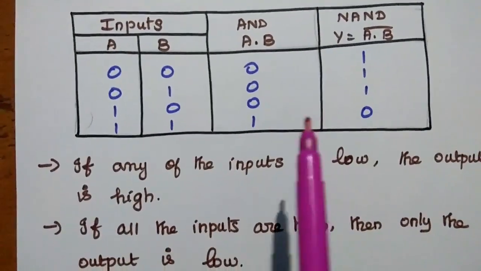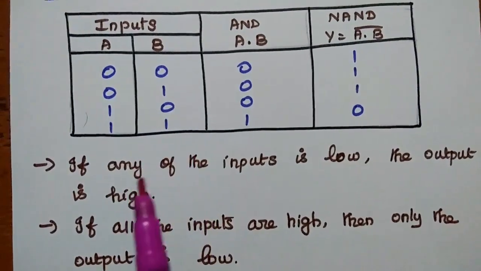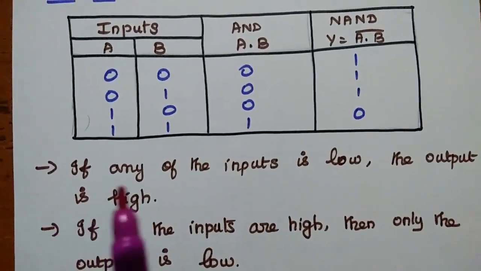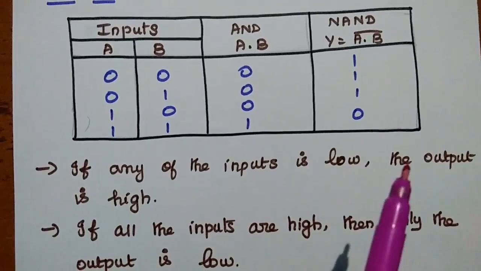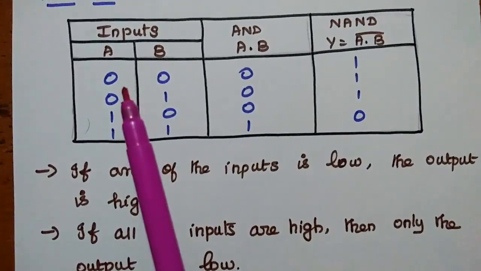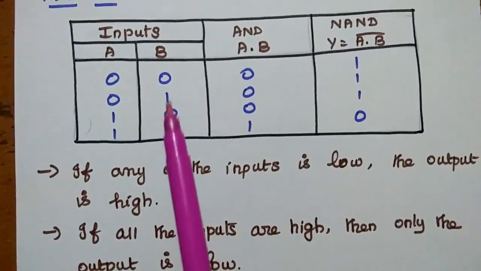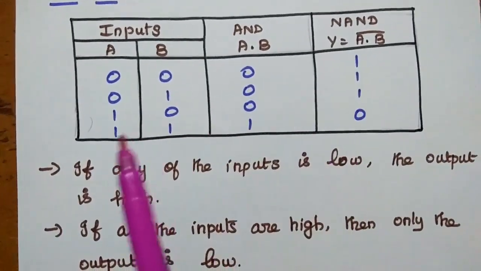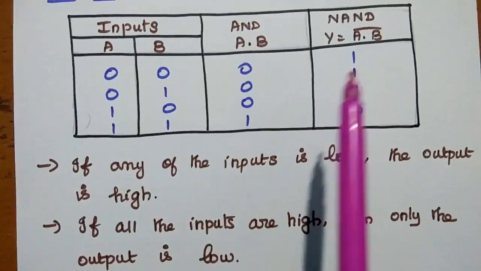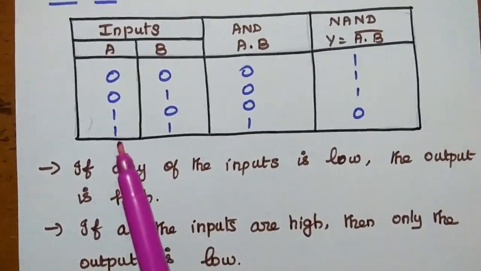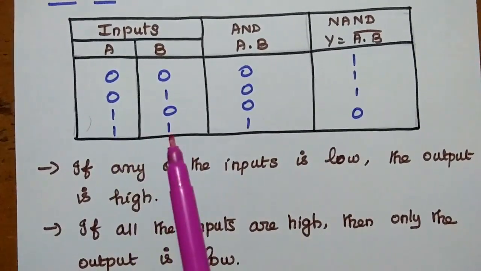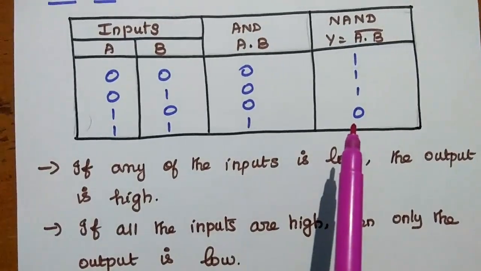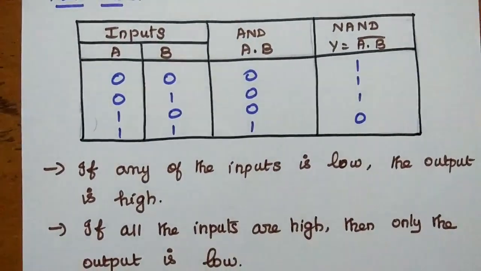So from this truth table, we can explain the concept like this. If any of the inputs is low, then the output is high. Wherever 0 comes, the output becomes high. If all the inputs are high, then only the output is low. When all the inputs are high, 1 and 1, for that alone we got 0 output.